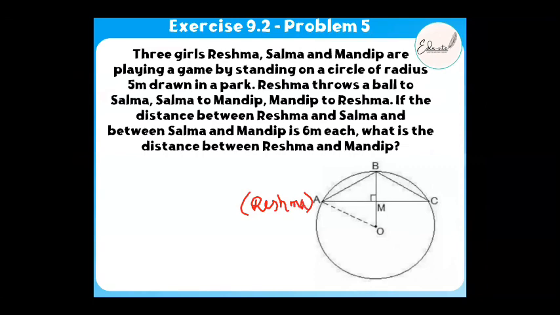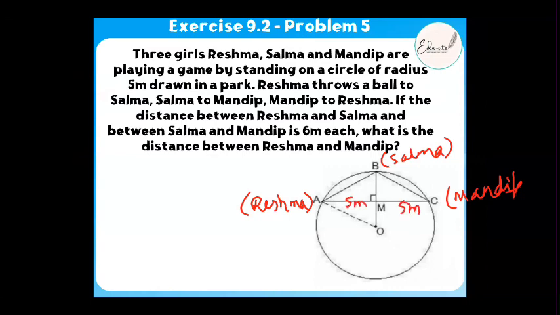Salma and Mandeep are playing a game by standing on a circle of radius 5 meters. See, the radius is 5 meters, beta. Okay, so AM is 5 meters. Reshma throws a ball to Salma, Salma to Mandeep, Mandeep to Reshma. If the distance between Reshma and Salma and between Salma and Mandeep is 6 meters each, what is the distance between Reshma and Mandeep?